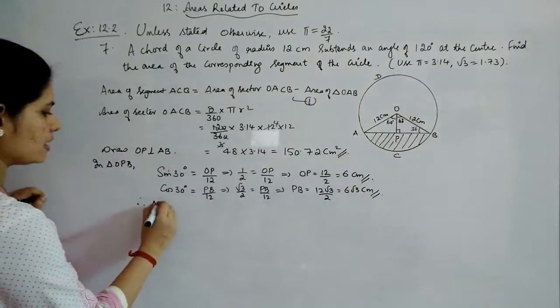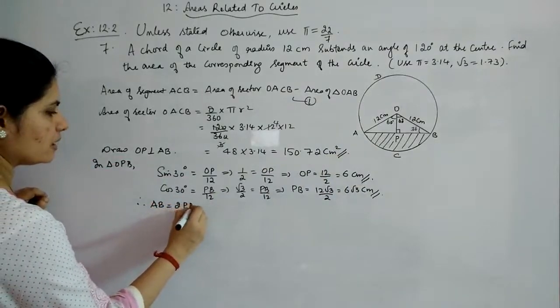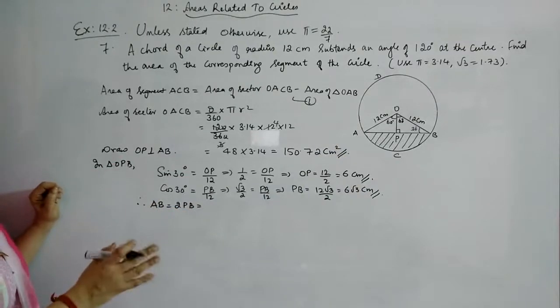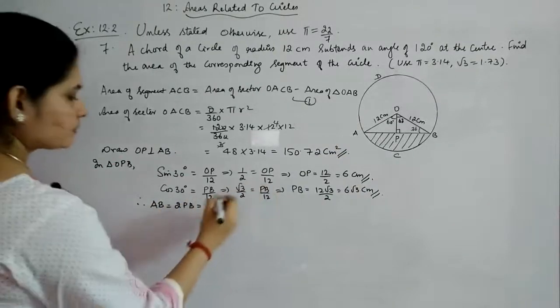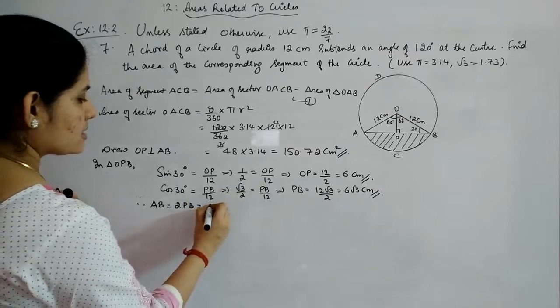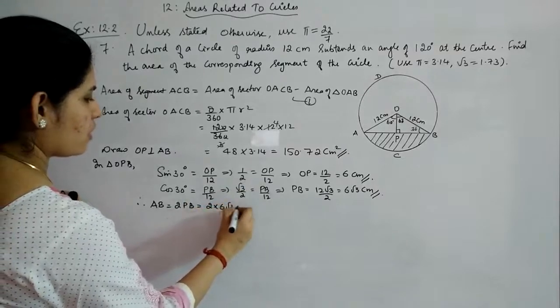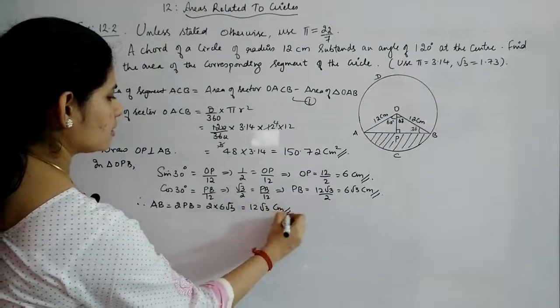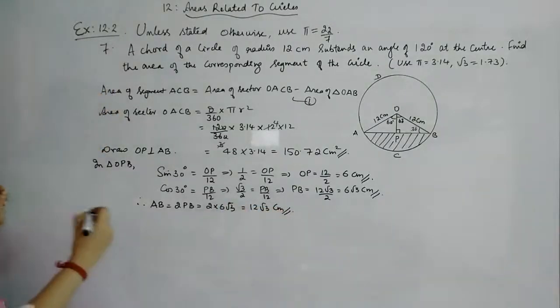Therefore, AB will be twice of PB, because the chord is also bisected. Both have equal length, AP is equal to PB. So you will get 2 into 6 root 3, or 12 root 3 centimeters as the base. Now you can find out the area of the triangle.